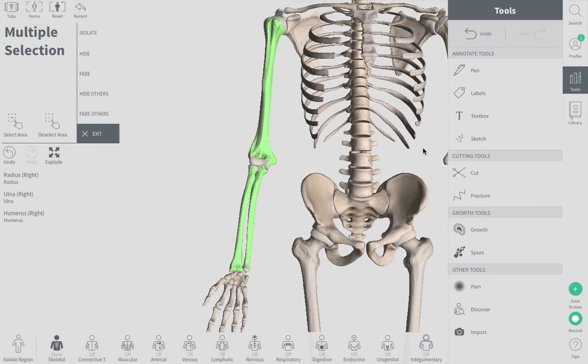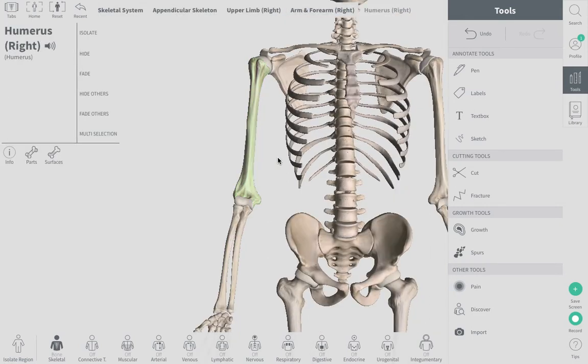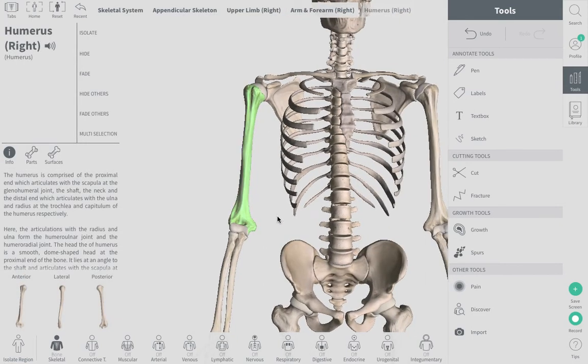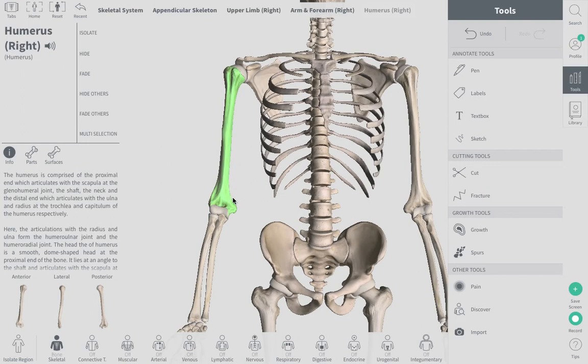Okay, in this video we're going to go over the parts and surfaces of the humerus, the radius, and the ulna. We will start with the humerus, our biggest long bone of the arms. And we will start with the tubercles.